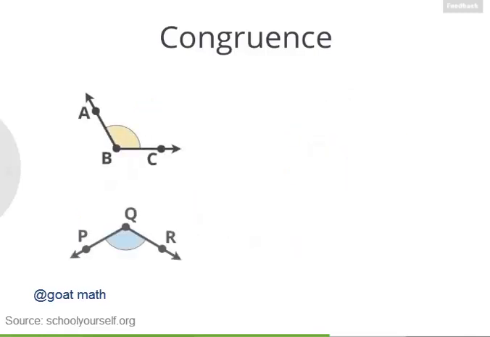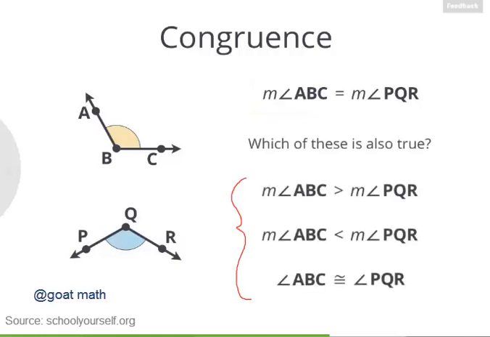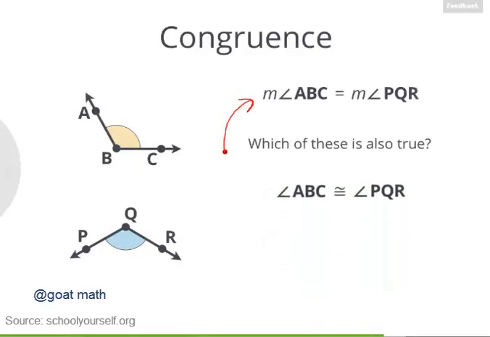So try another example. Here are the two angles from before that you said are congruent. So they have the same measure. The measure of angle ABC equals the measure of angle PQR. So then which of these statements down here is also true? Don't worry, this is not a trick question. Right, so saying these angles have the same measure is the same as saying they're congruent. Angle ABC is congruent to angle PQR.